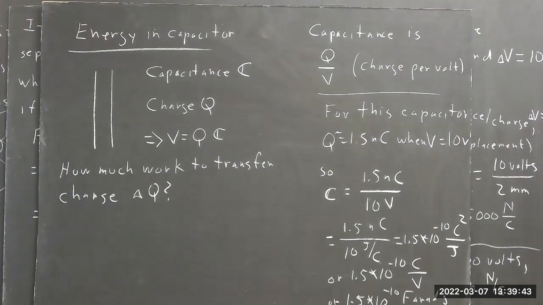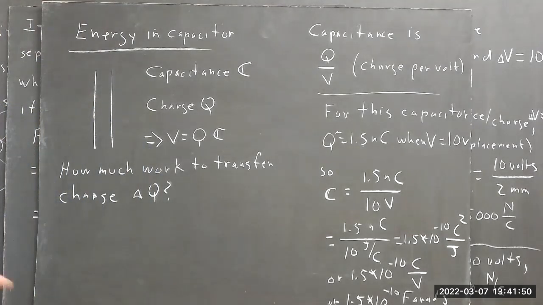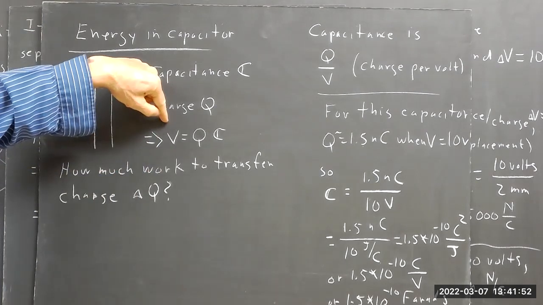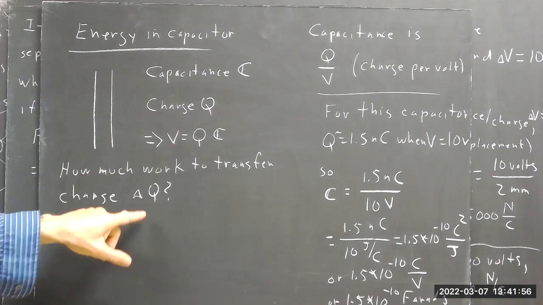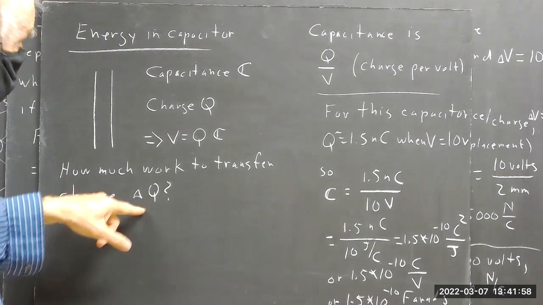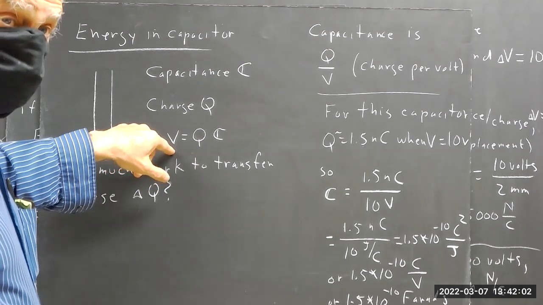Question: how much work does it take to transfer charge delta Q? Reasoning it out, just think about what voltage means. It's the amount of work per unit of charge. Delta Q is your number of units of charge. So if you multiply delta Q times your voltage, you get the work, right?